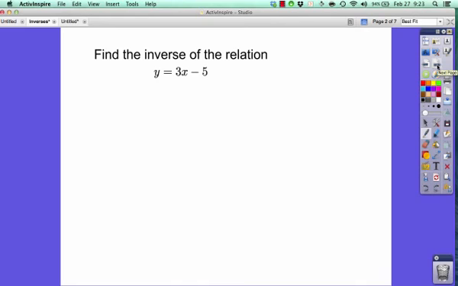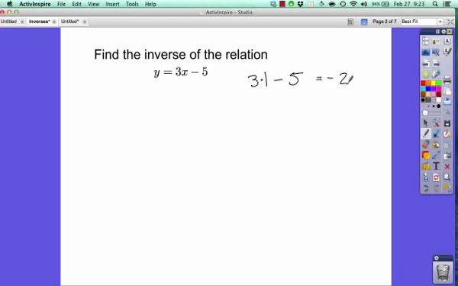So let's try to figure out what the inverse of this relation would be. First of all, let's break this down. This is a relation where I take an input, okay, and what do I do to it first? Multiply by 3, and then I subtract 5. Okay? So if I were to have an inverse, well, let's take a number. Okay, let's take number 1. I take that number, I multiply it by 3, and I subtract 5. What am I going to end up with?